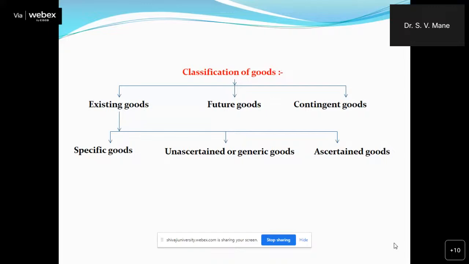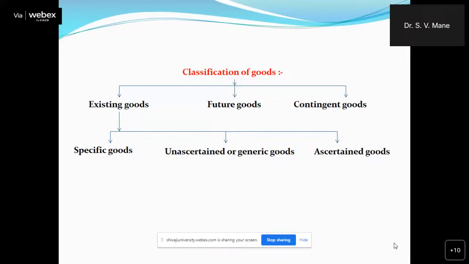Then second one is ascertained goods. The goods which become ascertained subsequent to the formation of the contract of sale are called ascertained goods. Then third one is unascertained or generic goods. The goods which are not identified and agreed upon at the time of contract of sale are called unascertained or generic goods.